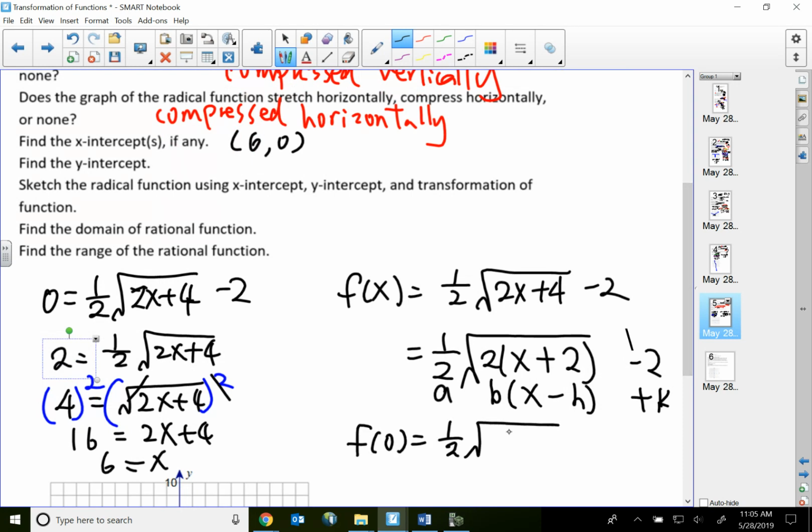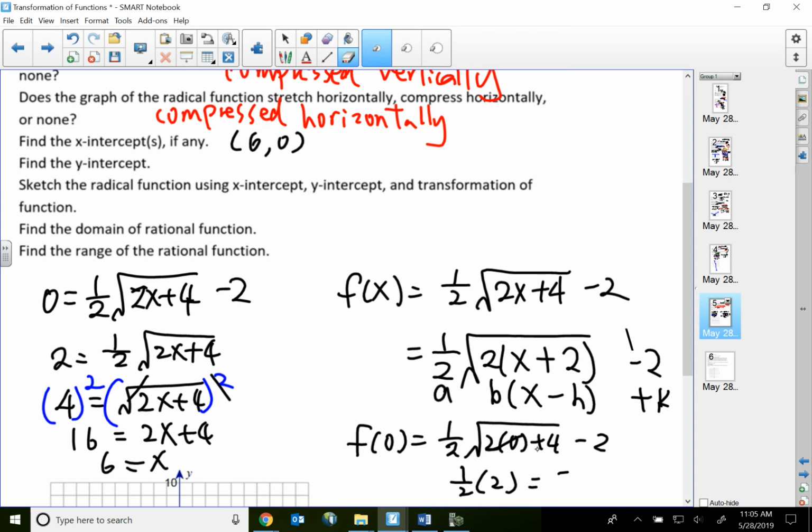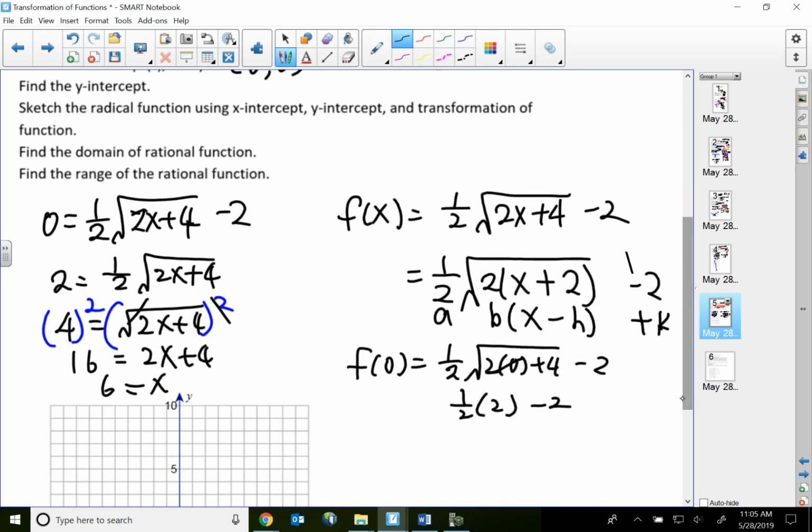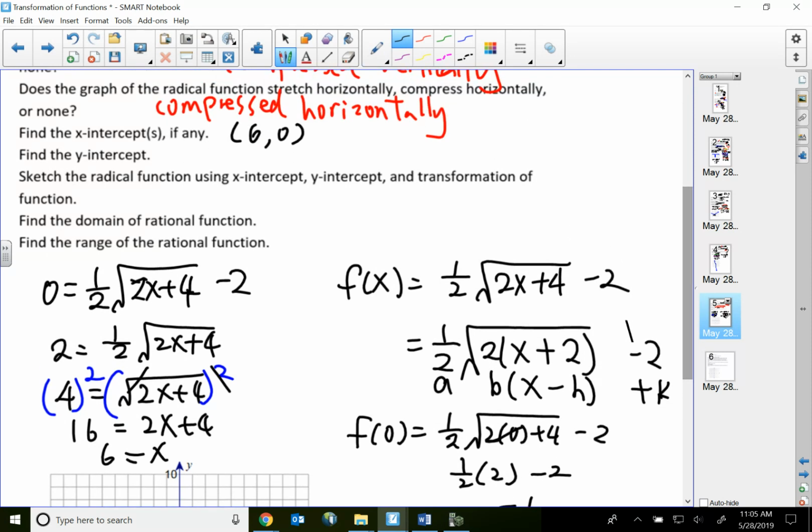Half times the square root of 2 times 0 plus 4, minus 2. 2 times 0 is 0. Square root of 4 is 2. Half times 2 is 1. 1 minus 2 is negative 1. So my y-intercept is (0, negative 1).